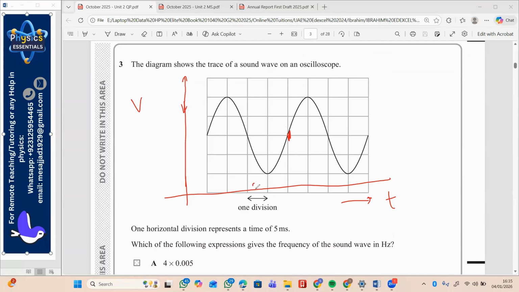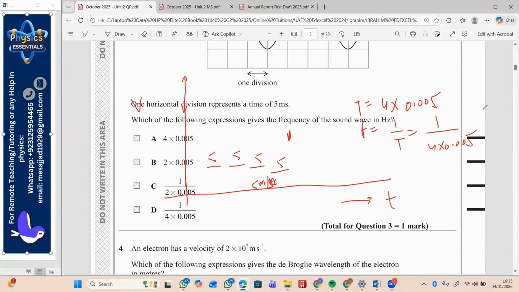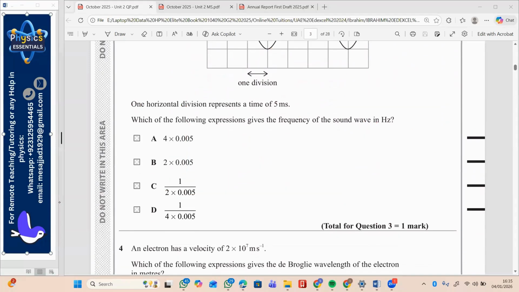So if this one box is 5 millisecond, then 5, 5, 5, and 5. So it means one wave time period is 20 milliseconds. So 20 millisecond means 4 times 0.005. This is the time period, and if you do the inverse of it, 1 over T, you will get the frequency. Okay, so if you see that, the answer for this is D. Yeah, this is the answer.